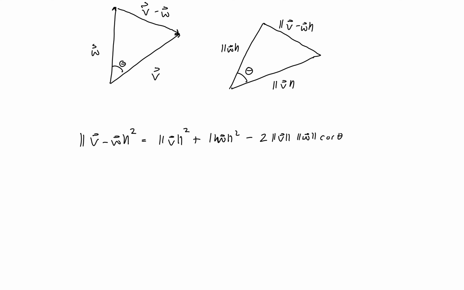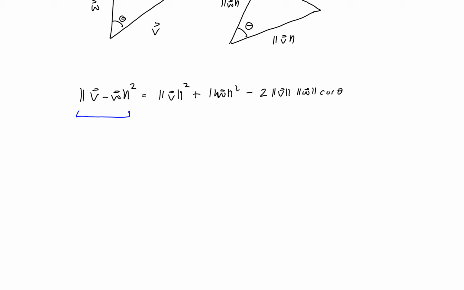So let's just look at this side here for now, and let's look at that in terms of the dot product. So I know that the magnitude of v minus w squared is the same thing as v minus w dotted with v minus w.